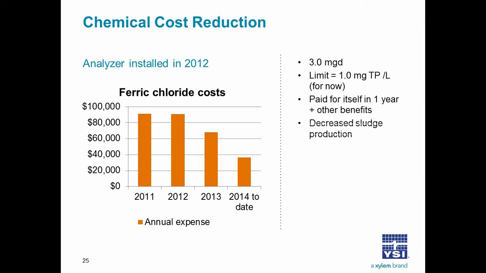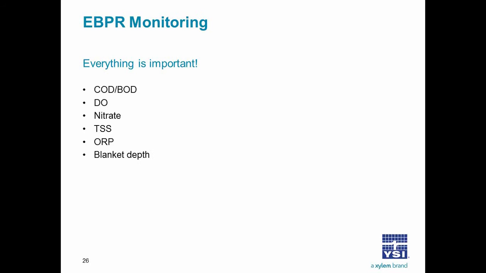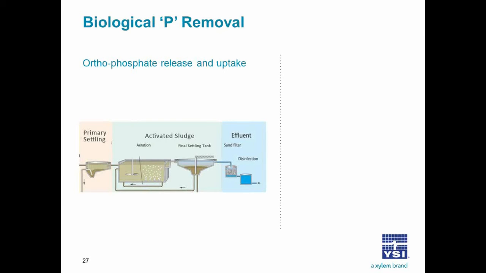So now to talk a little bit about EBPR monitoring. And when it comes to EBPR, everything is important: COD, BOD, dissolved oxygen, nitrate, TSS, ORP, blanket depth. Taking a look at biological P removal, orthophosphate release and uptake with a phosphate analyzer.